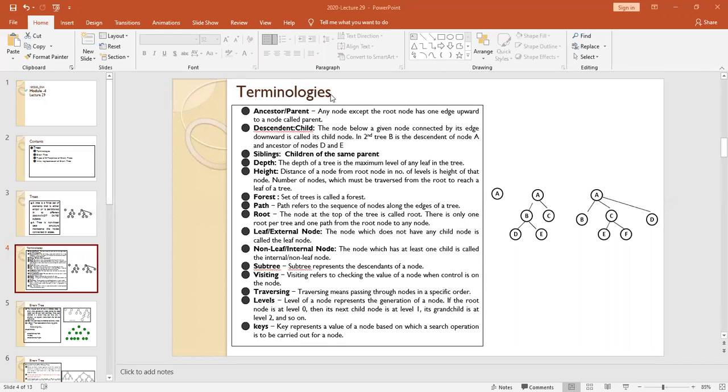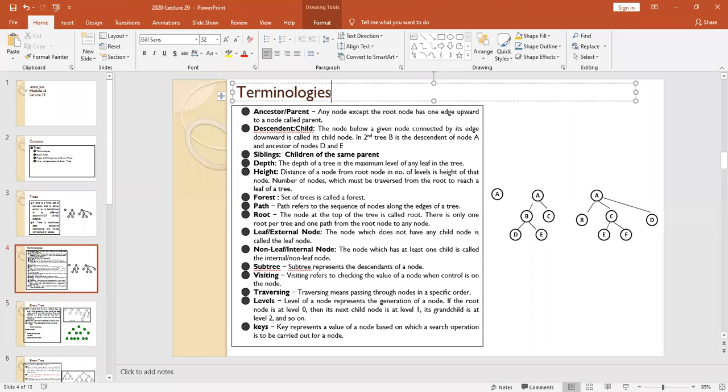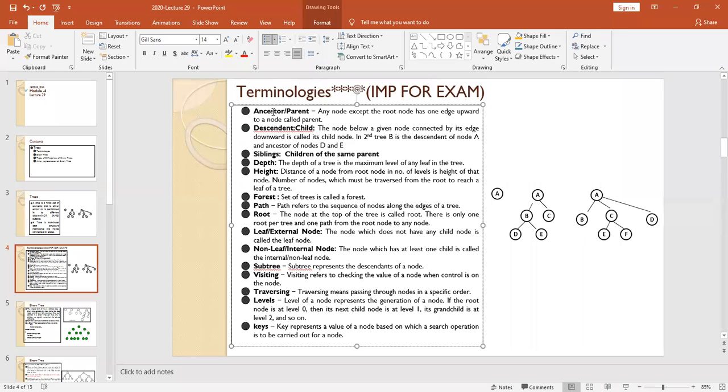So terminologies are very, very important from the exam point of view. I will give you so many stars. So it is important for the exam. Okay, so what are the terminologies of trees? Then you have to write all these things. First, you start with parent. Parent is also called ancestor. Any node except the root node that has one edge upward, we call it a parent.